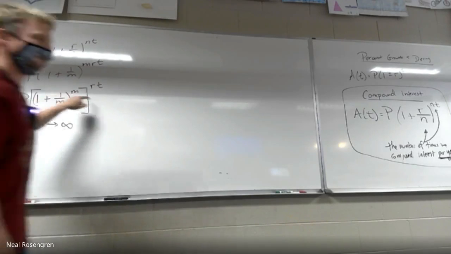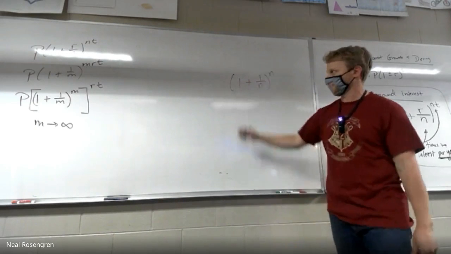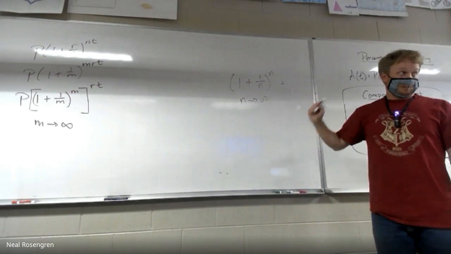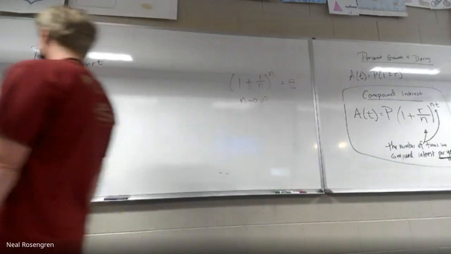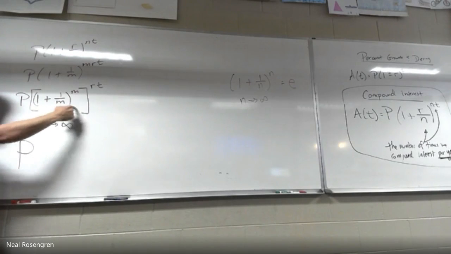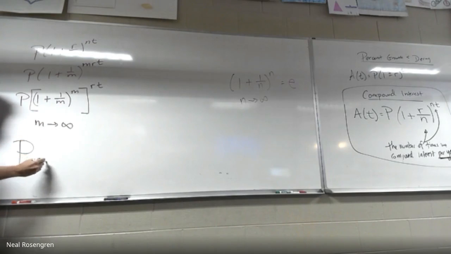1 plus 1 over m to the m. Well, all right, 1 plus 1 over n to the n. Here's what letter I choose. As n went to infinity, what did we get? What was it? The number e. All of this in here, if m goes to infinity, here's what letter it is. E. Principal, rate, and time. That's all I need.